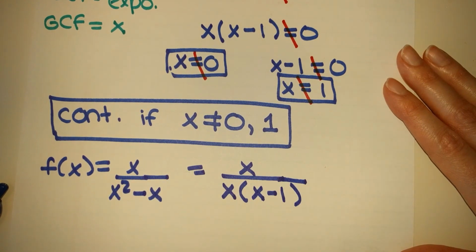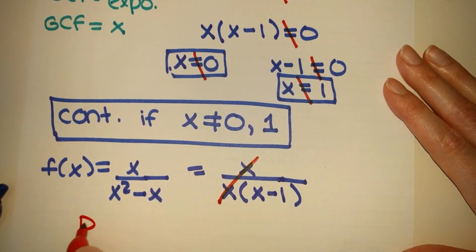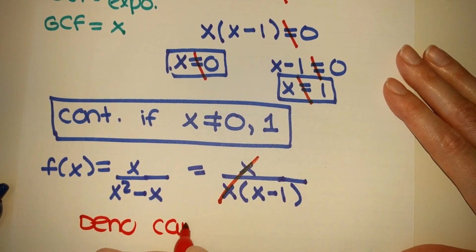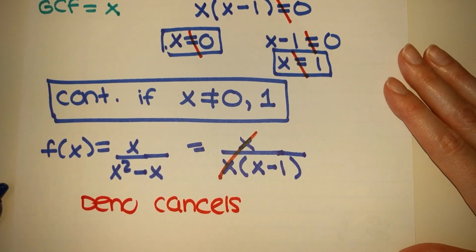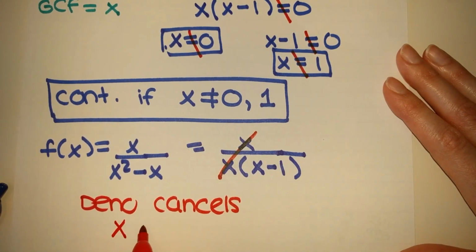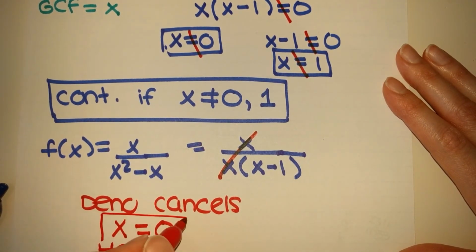All right, so now we notice that these x's cancel. So the denominator that cancels is going to give us a hole, or a removable discontinuity, in the graph. So we set that denominator factor equal to 0, and we conclude that there is a hole at x is equal to 0, which is a removable discontinuity. Okay, so it is removable at x is equal to 0.